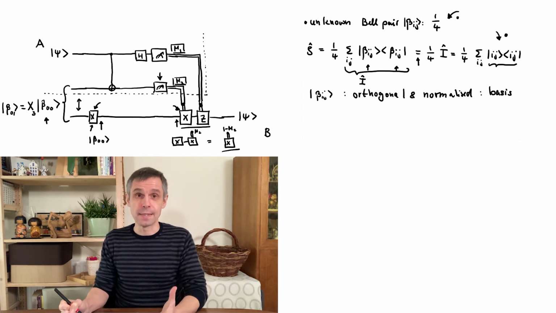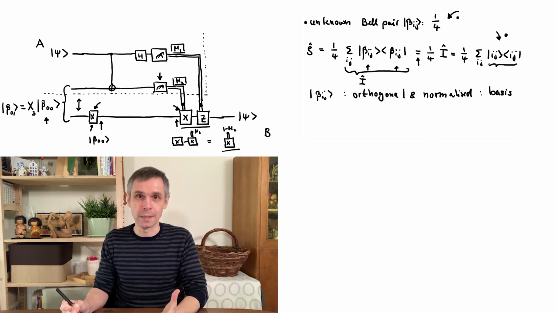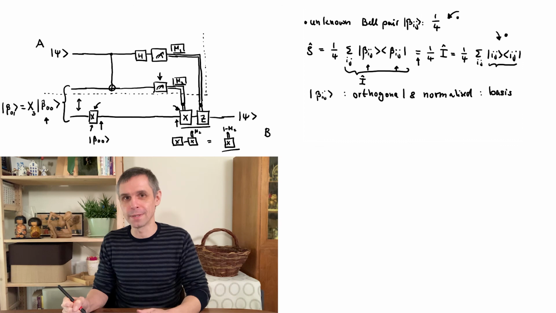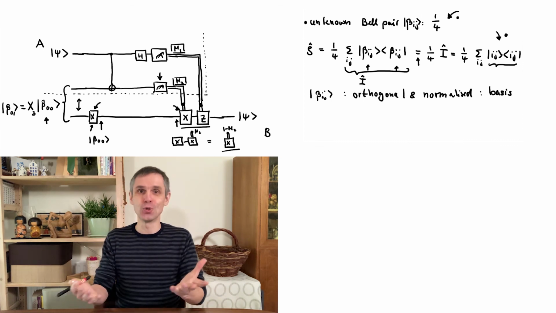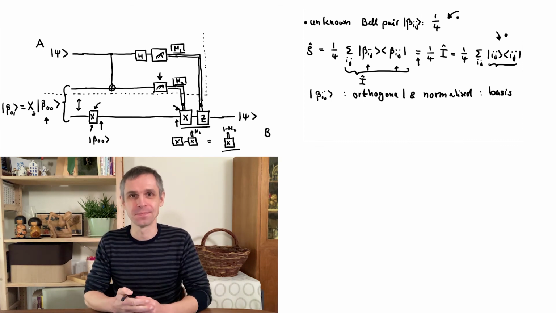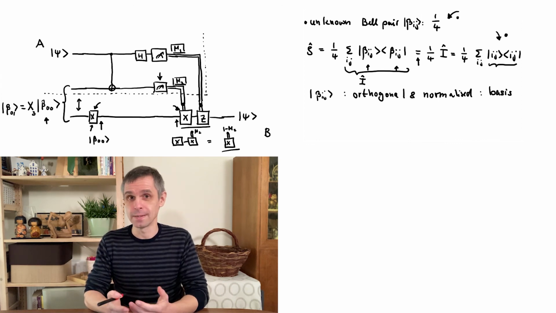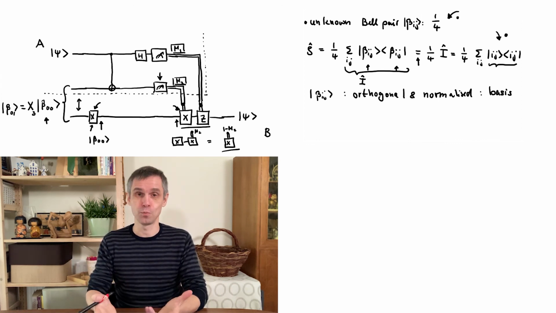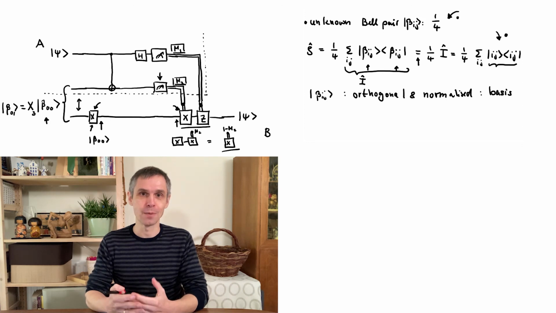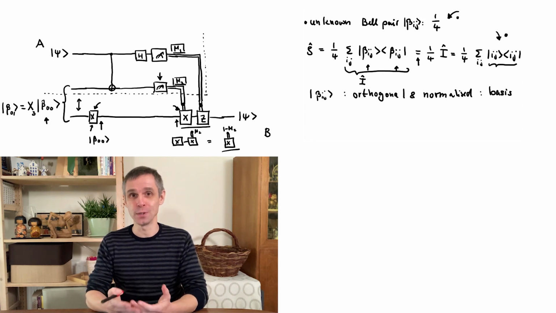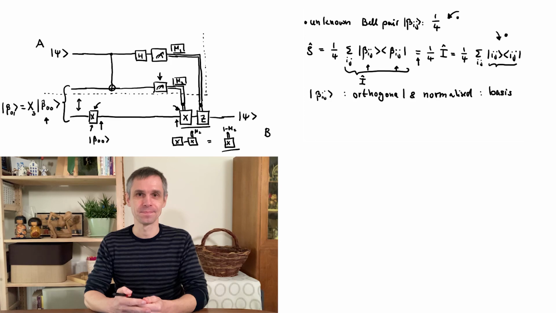So if you're in this situation where you have Bell pairs, but you do not know which Bell pair you are in, then you have no usable entanglement whatsoever. And this is indeed the reason why I sometimes emphasize that dealing with entanglement is quite easy when you have pure states, but it becomes quite a bit more complicated when you deal with mixed states.